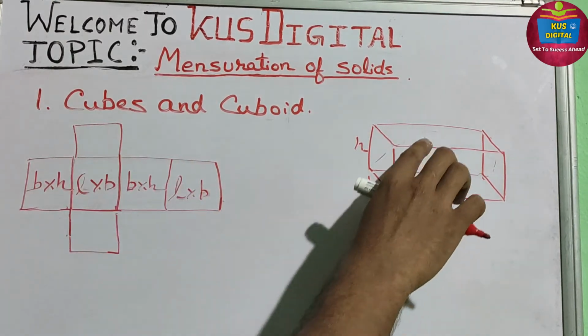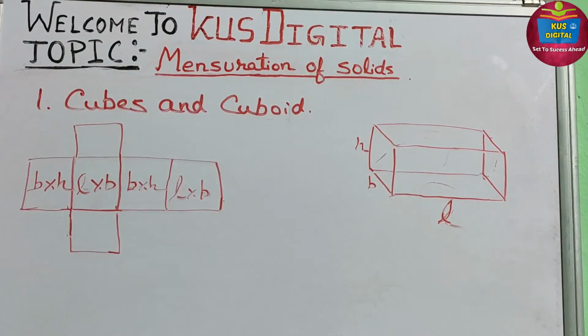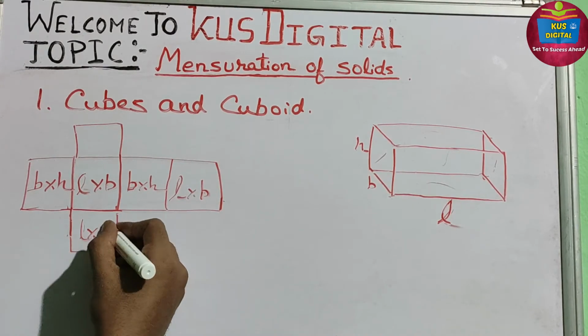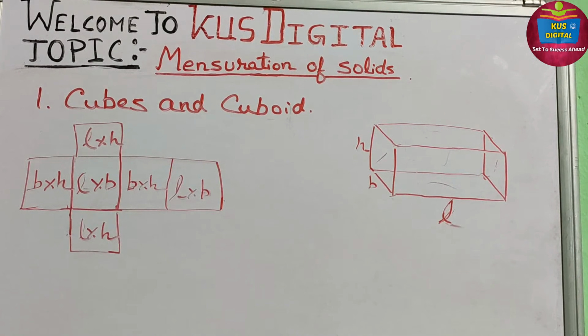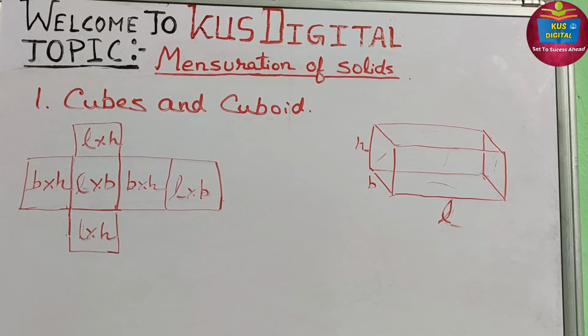And the remaining two parts are this part and that part. So it is length into height, and this is also length into height. So I have completed my 6 surfaces of a cuboid. Now what will be the surface area? You can easily find it from this.